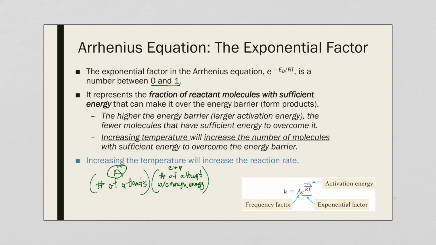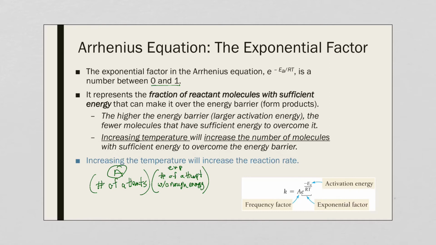So you might think about the higher the barrier, the more energy you needed. The larger the activation energy, the fewer molecules that are going to have enough energy to be successful. So your exponential factor is going to be lower. So you may have a big A, but if your exponential is low, then you're not going to have very many successful reactions.